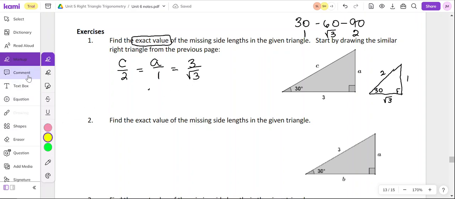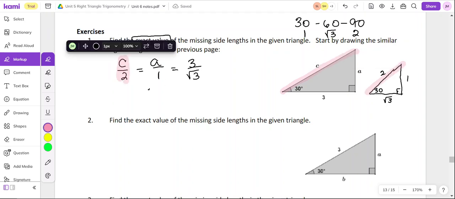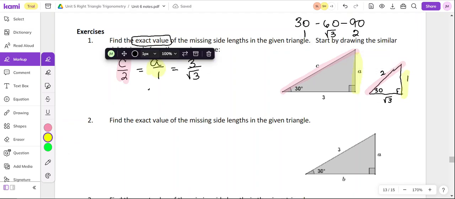All right, so these are matching sides. So the C goes with the 2. That's why we wrote C over 2. The A goes with the 1. That's why we wrote A over 1. And the 3 goes with radical 3. So that's why we wrote this one.